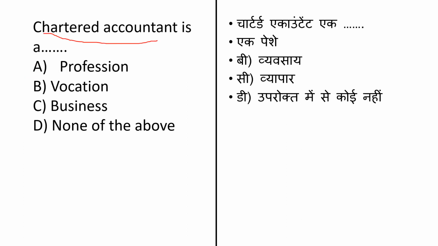Chartered accountant: is it a profession, a business or an occupation? That is what they ask here. The chartered accountant, that is a CA, is an international accounting designation granted to accounting professionals in many countries around the world aside from the United States. In the United States, the equivalent to the CA designation is the certified public accountant, that is CPA. For this, the first option is profession, second option is vocation, third option is business, and last option is none of the above.